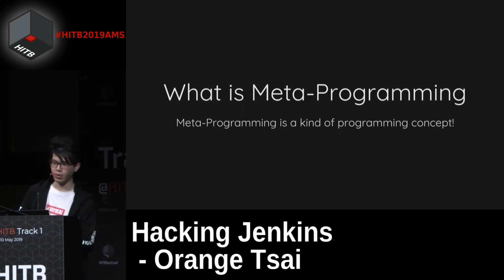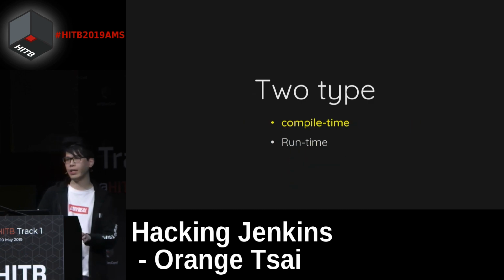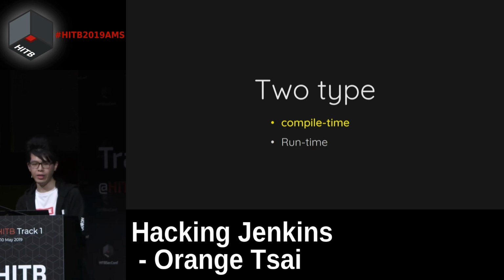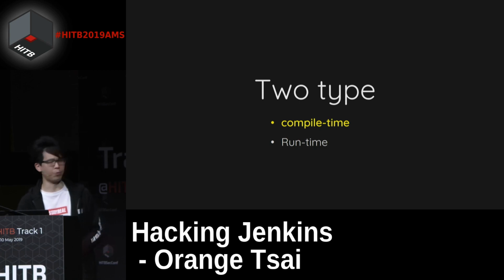So what is meta-programming? Meta-programming is a kind of programming concept. The idea of meta-programming provides an abstract layer for programmers to consider the program in a different way and make the program more flexible and efficient. In general, meta-programming is writing programs that operate on other programs, such as writing programs by the compiler, preprocessor, or interpreter. When we are talking about meta-programming, we usually classify it into compile-time meta-programming and runtime meta-programming, according to the scope. Today, we focus on compile-time meta-programming.